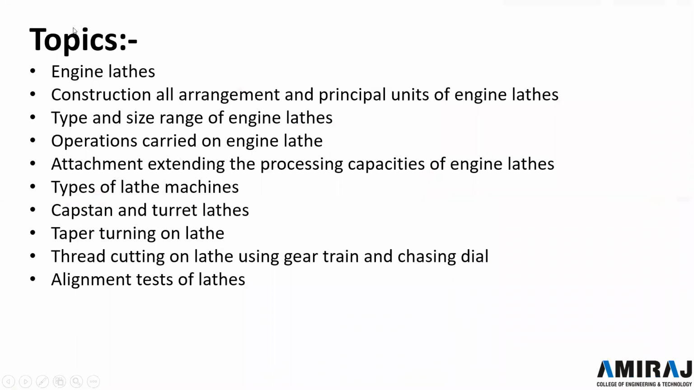First, here are the topics of the chapter. We will discuss engine lathes, construction, general arrangement, principal units of the engine lathe, type and size range of engine lathe, operations carried out on the engine lathe, turning and other operations. Then attachments, extending the processing capacity of the engine lathe, types of lathe machines, capstan and turret lathe in detail, taper turning on lathe, how taper turning is done, then thread cutting on lathe using gear train and chasing dial, and alignment tests on lathes. We are going to discuss these in the upcoming lectures.